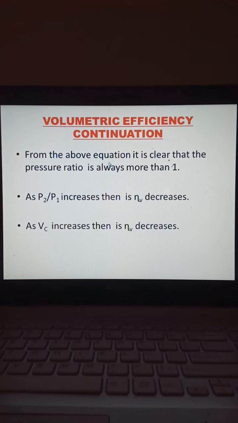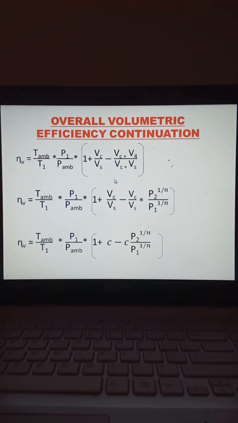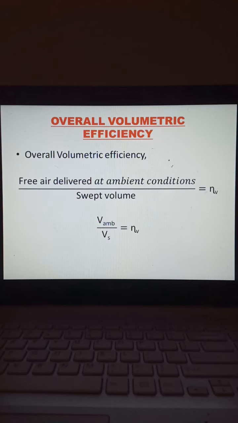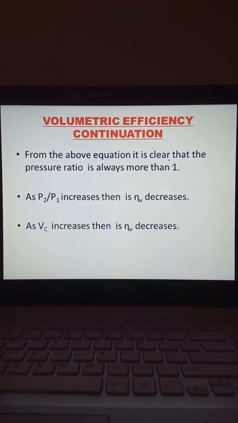Now, from the formula, it is clear that the pressure ratio, P2 divided by P1, is always more than 1, right? If it is less than 1, it will become negative, and then negative plus negative gives positive, so the value of volumetric efficiency will be more than 100. Usually the value of volumetric efficiency lies between 65% to 85%. So it is clear from the above equation that the value of volumetric efficiency should be less than 100.